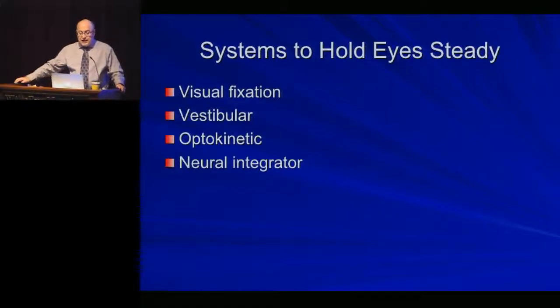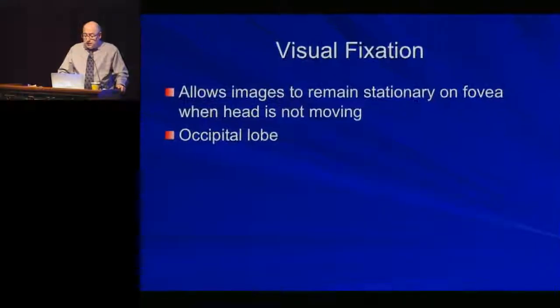So to hold the eye steady, we have the visual fixation system, the vestibular system, the optokinetic system, and the neural integrator. So if you're not moving and the object's not moving and you just want to look at an object, you've got the visual fixation system, which begins in the occipital lobe.